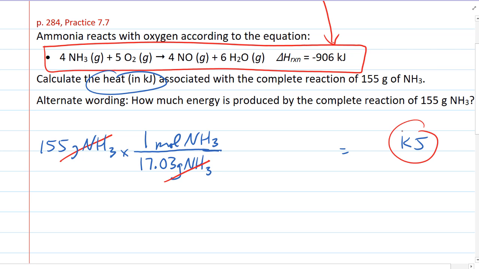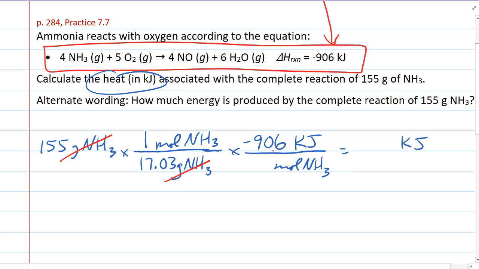We want to get over to kilojoules. So in this case, we want to place moles of NH3 on the bottom, and on the top we want to place kilojoules. And now we're going to treat this value just as if it were a coefficient. We would say that we have negative 906 kilojoules for how many moles? 4. Exactly. So we take this number, the 906, and relate it to the 4 over here. The units of moles are going to cancel out.